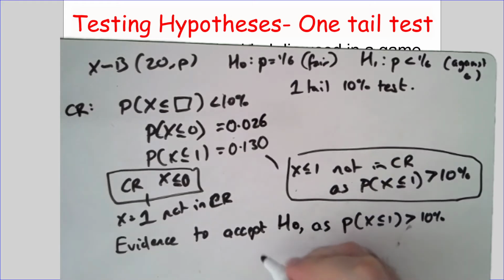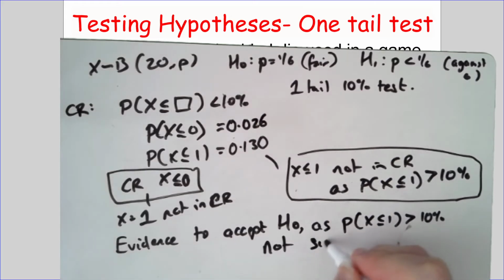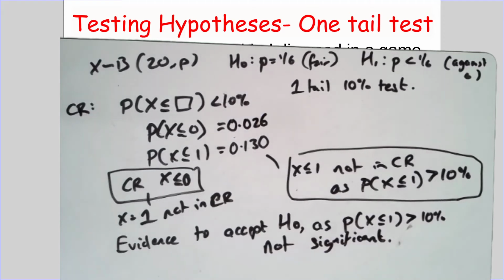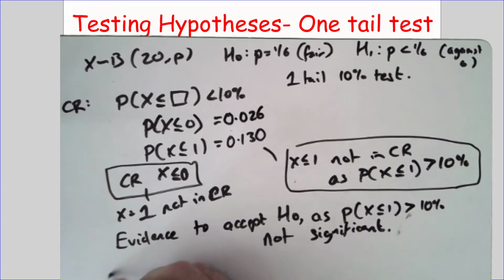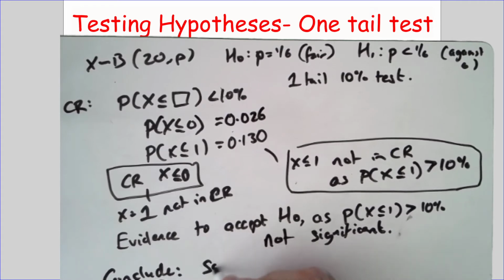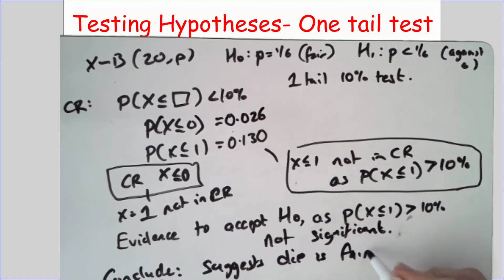Some people actually write not significant in here. So because this probability is bigger than 10%, we're going to accept H0. So our conclusion is going to be that this suggests the die is fair.